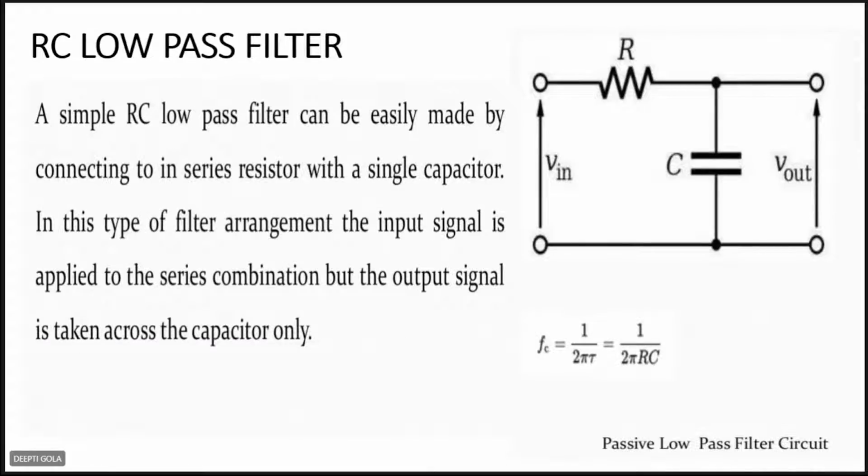Now this is the circuit of the RC filter. It is a very simple circuit. You just have to connect a resistor at the input terminal, and then a capacitor will be at the output terminal.